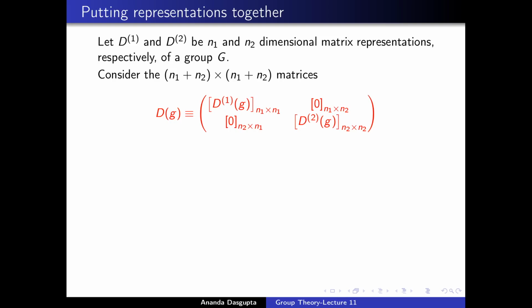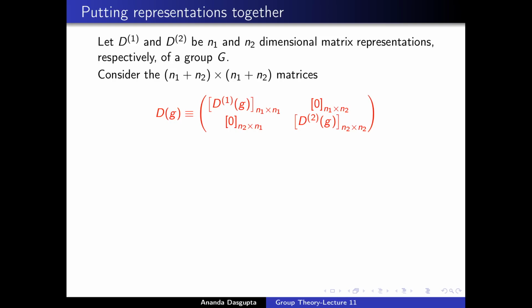So for every small g there is a d1g matrix and there is a d2g matrix. You put them along the upper corner and the lower corner of an n1 plus n2 by n1 plus n2 matrix, and then you fill up the rest of the portions by zeros. This is how you produce your capital D of G.